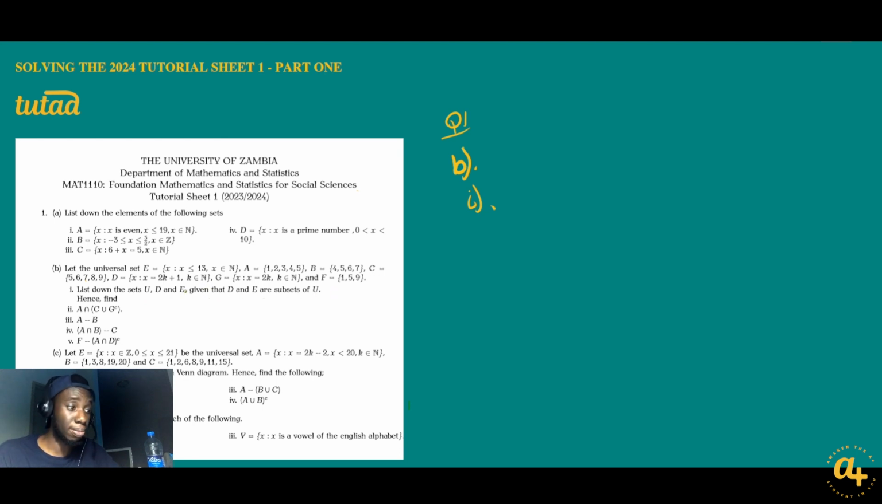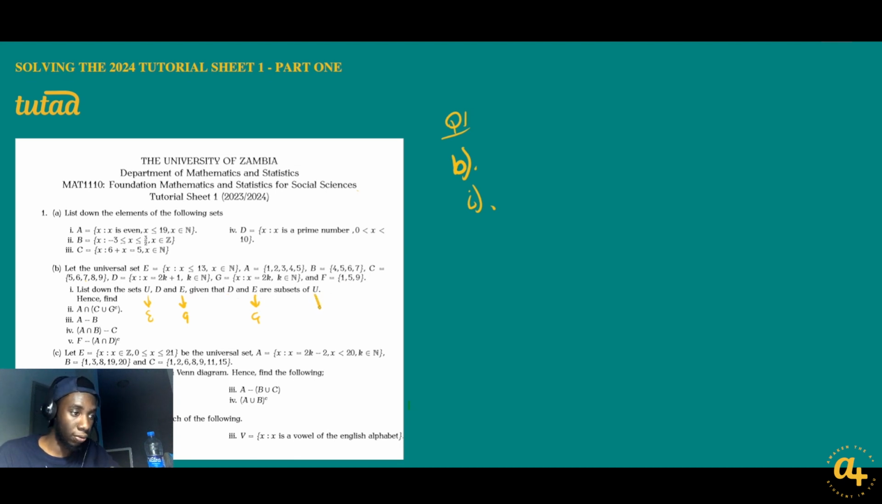If you pay close attention, there's a mistake that was made when typing out Roman numeral 1 of part B. U here is being used as the universal set, and the letter that was used for the universal set in this case was E. So let's just know that U here is E. U is the universal set, and E is definitely the universal set, and D is just fine, but the E that is being used here is supposed to be set G. Therefore, it's supposed to read like this: list down the sets E, D, and G, given that D and G are subsets of E.